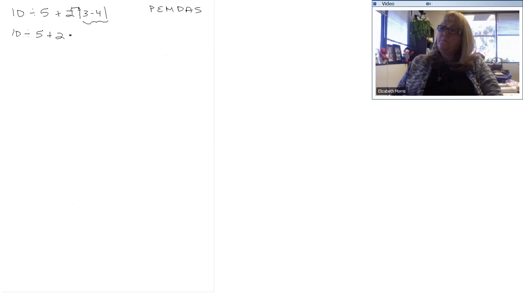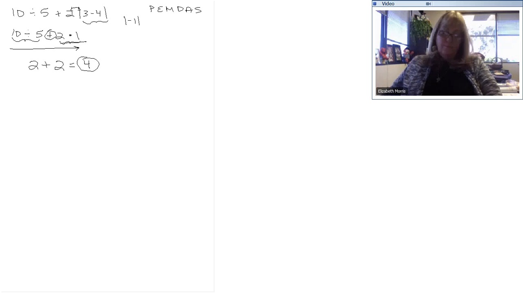I'm going to multiply. What is 3 minus 4? Negative 1. What's the absolute value of negative 1? 1. Okay. Did parentheses. Are there any exponents? No. Multiplication and division from left to right. Here is a division, and here is a multiplication. So we work from left to right. What's 10 divided by 5? 2. Plus, what's 2 times 1? 2. Now, 2 plus 2 is 4. And there's your answer. Okay?